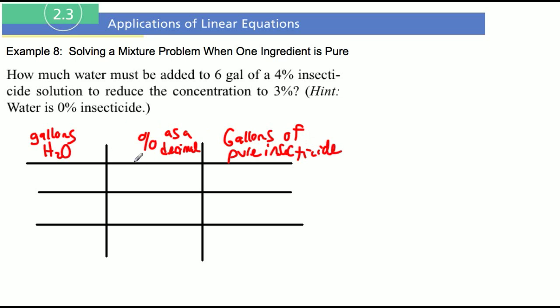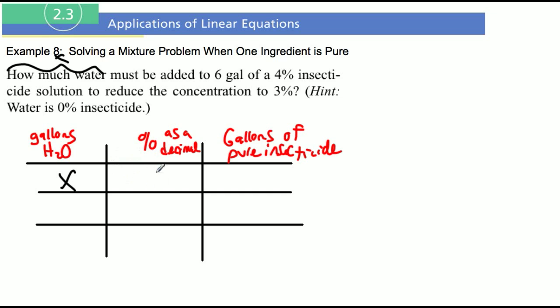Okay, so see if we can make some sense right here. How much water must be added to a 6 gallons? Let's just stop right there. How much water? If it's asking us how much of something, then that should be our what? How much water? Okay, well that should be our x then. So how much water should we add to a 6 gallons of insecticide?